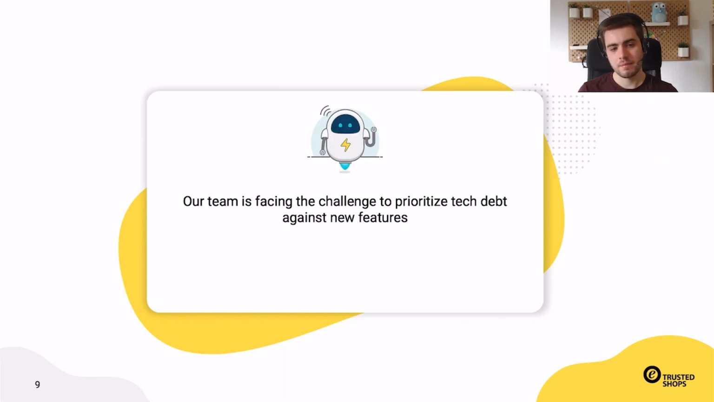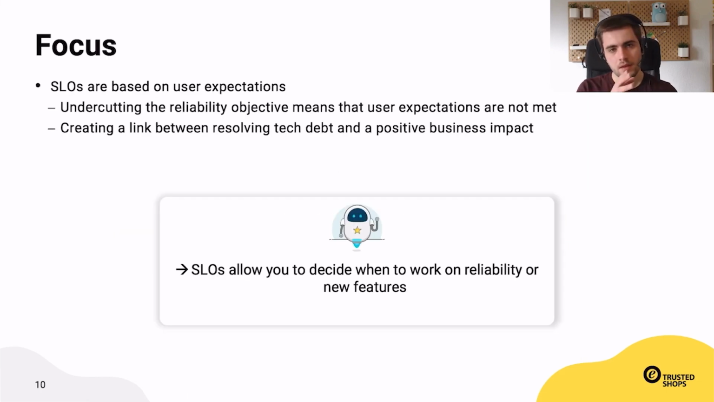Next one would be a team internal topic. Our team is facing the challenge of prioritizing tech debt against new features. For example, the business side is demanding new features, but engineers would like to work on some tech debt and improve the existing services. And when looking at SLOs, they should really be based on your user expectations. So there should not be any arbitrary value you define. They should actually be the expectations your users have.